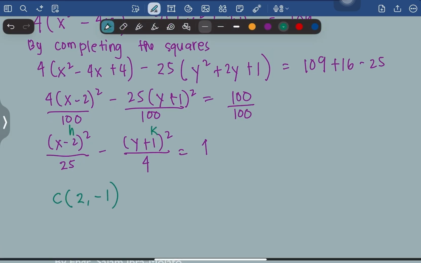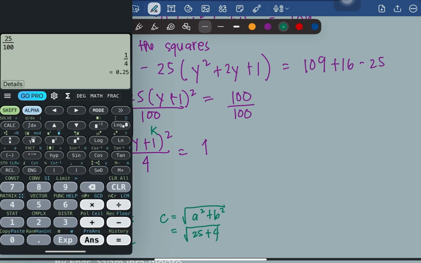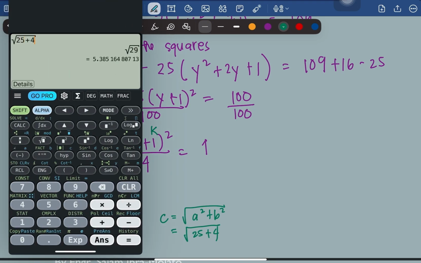Then for A, get the square root of 25 equals 5. Then B, square root of 4 equals 2. Then to get the distance C, get the square root of A squared plus B squared equals 25 plus 4, or approximately equal to 5.385 units.